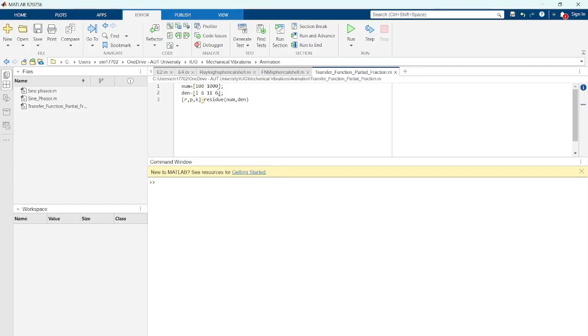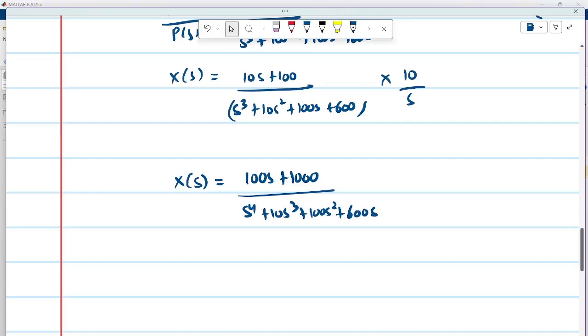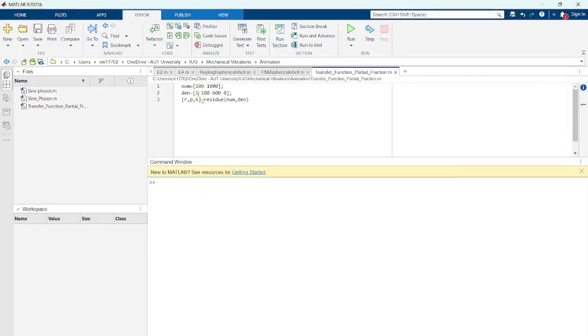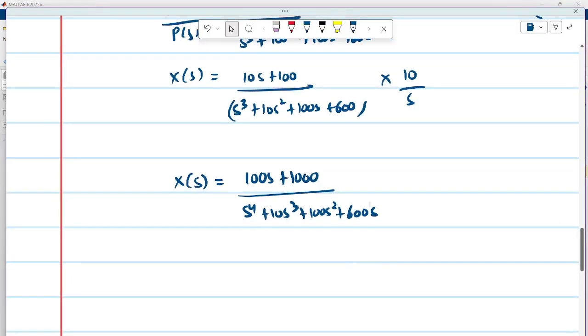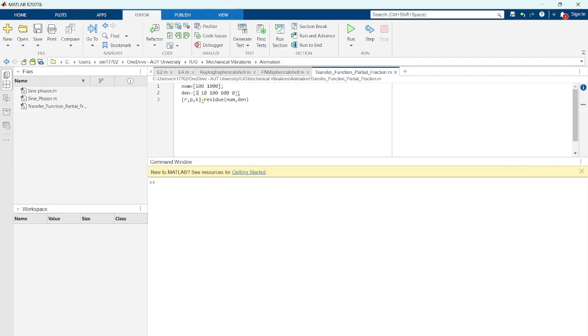So we have 0 for the constant value, then 600 for the s, then 100 for the s square, 10 for the s cube. We have one more, that is exponent power 4. So it's 0, 600s, 100s², 10s³, 1s⁴. So we have defined the numerator and the denominator. All we need is the residues, poles, and the direct terms. So just select play or run.